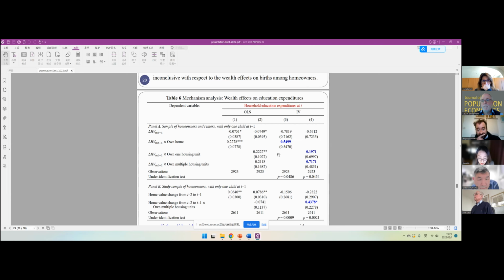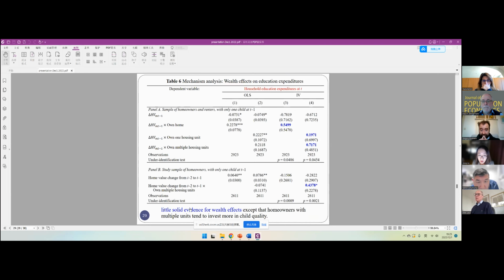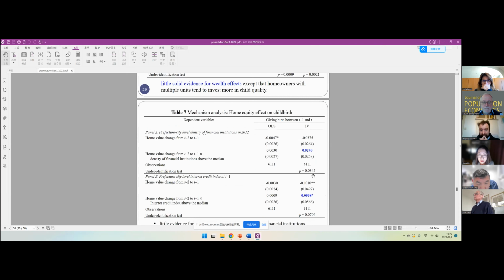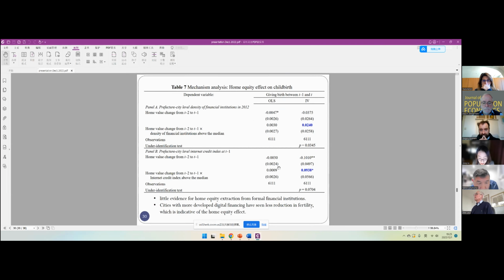So here we further look at the results on household education expenditure, and we find insignificant results. So we think that there's no solid evidence for wealth effects. And we then try to explain why the dominant wealth effect does not exist here, and we compare household fertility responses across cities with more or less developed credit markets, and we find only a modest effect.